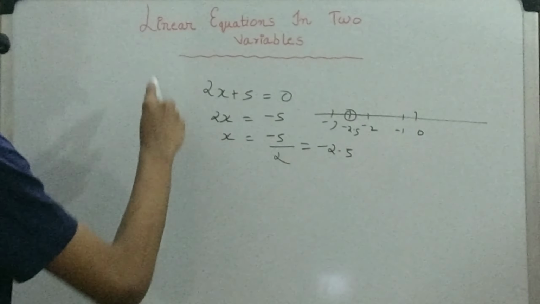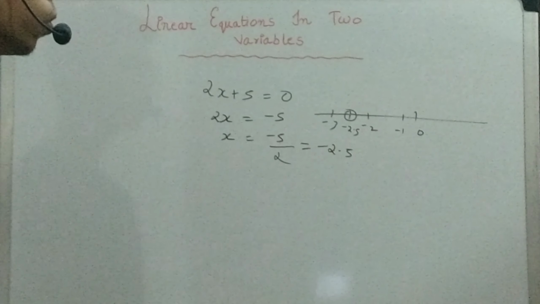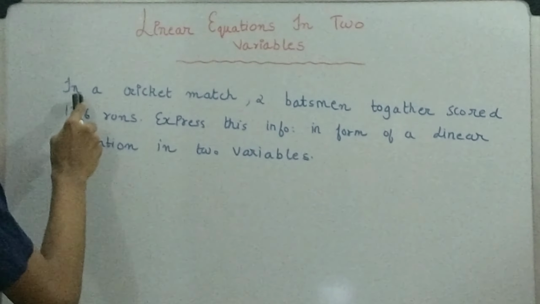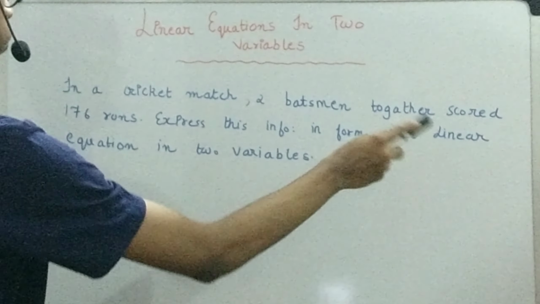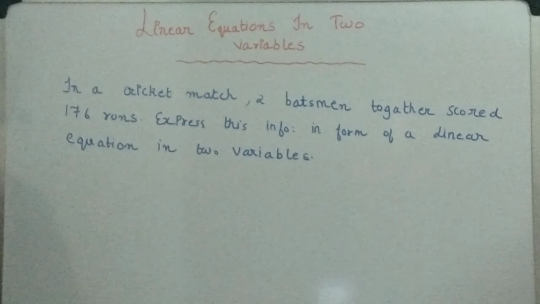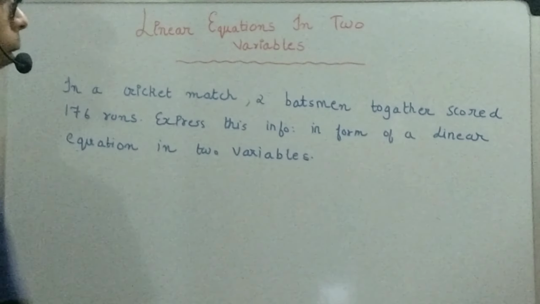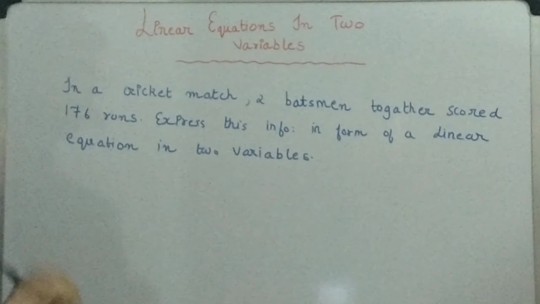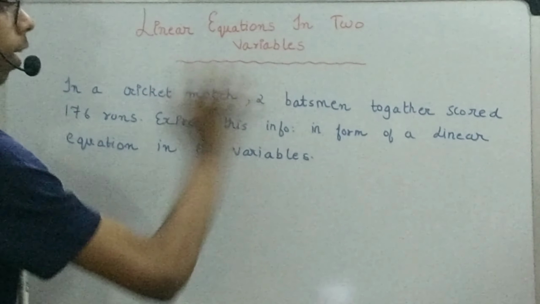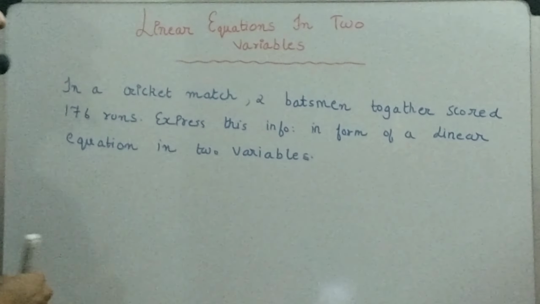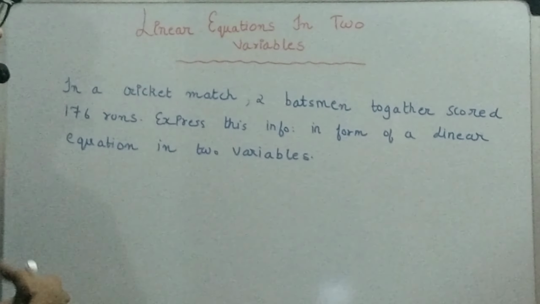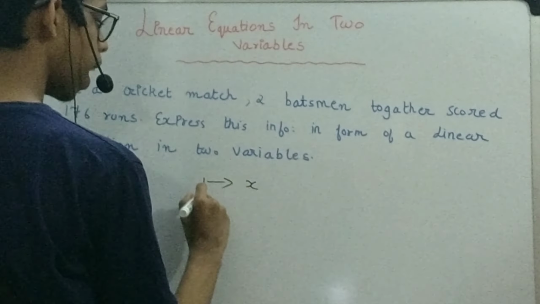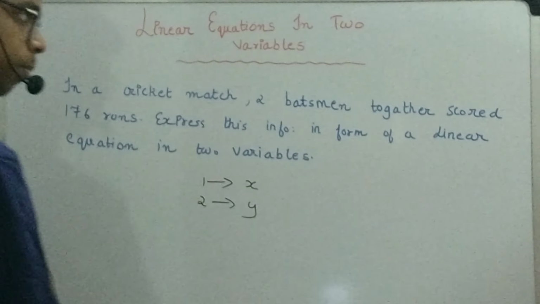Now in this chapter we will be starting off with linear equation in two variables, with an example. If you see over here, in a cricket match, two batsmen together scored 176 runs. Express this information in the form of a linear equation in two variables. We know in a cricket match there are two batsmen. Since we don't know who those batsmen are, they are an unknown quantity to us. So we can call the first batsman x, and the second batsman y, isn't it?